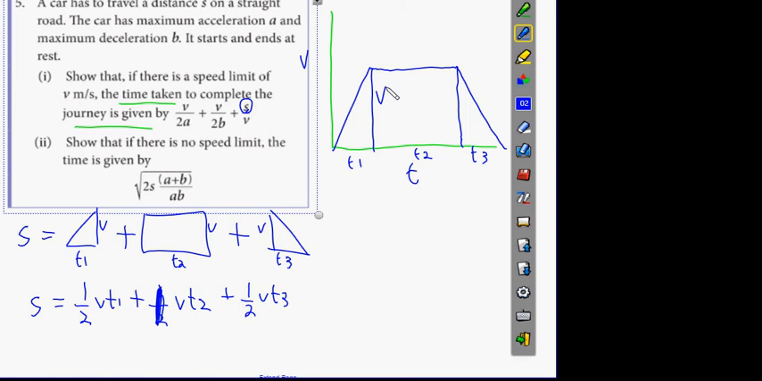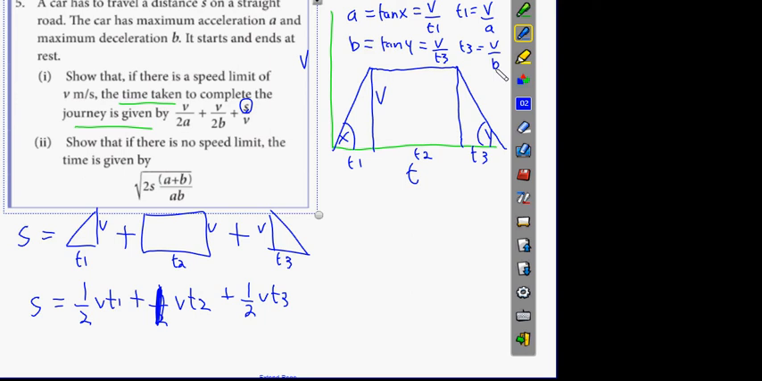Now, can anybody tell me what acceleration is in the velocity time diagram? A is equal to tan x, and tan x equals phi over T1. Therefore, T1 equals phi over A. Likewise, B equals tan y, which is going to be phi over T3. Therefore, T3 equals phi over B.